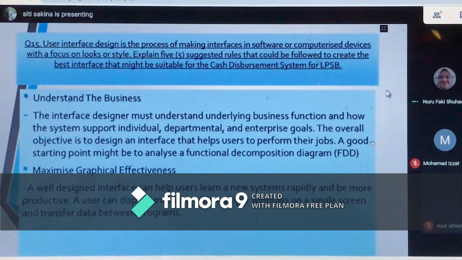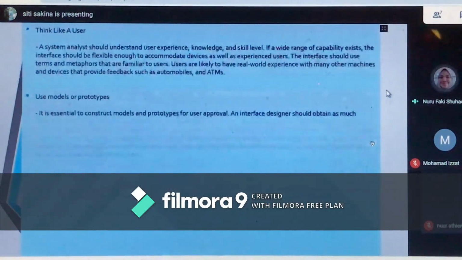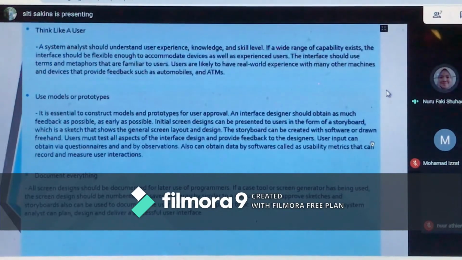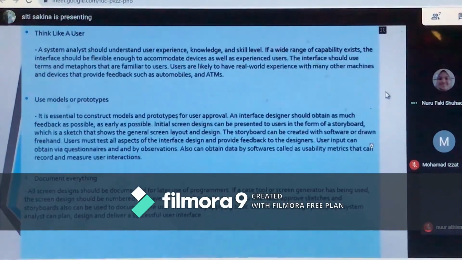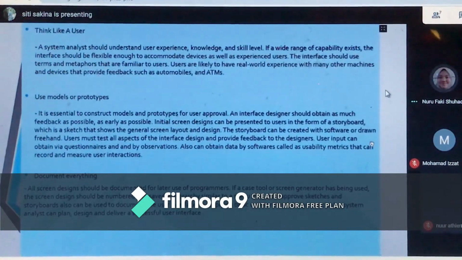The third one, think like a user. A system analyst should understand user experience, knowledge, and skill level. If a wide range of capability exists, the interface should be flexible enough to accommodate novices as well as experienced users. The interface should use terms and metaphors that are familiar to users. Users are likely to have real-world experience with many other machines and devices that provide feedback, such as automobiles and ATMs.